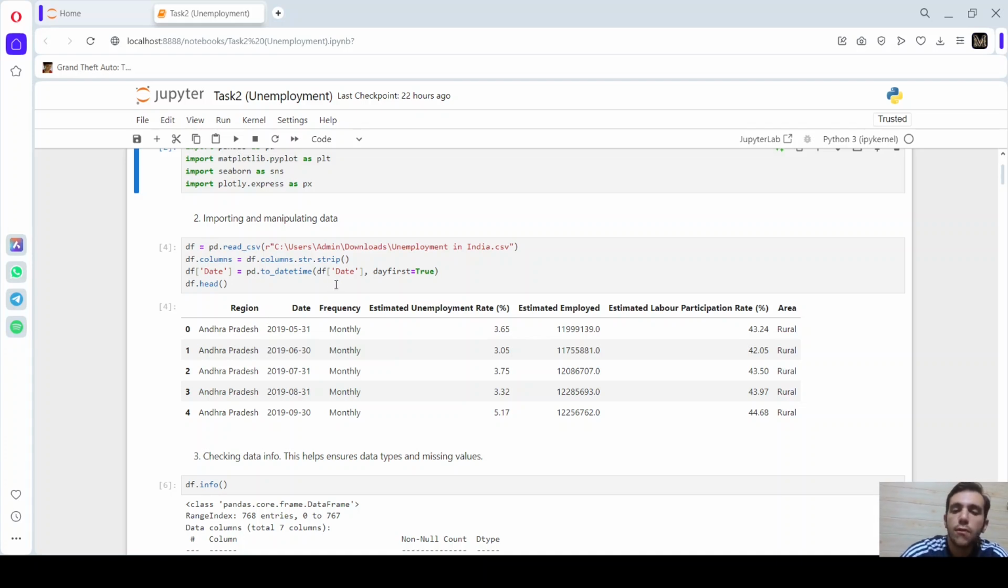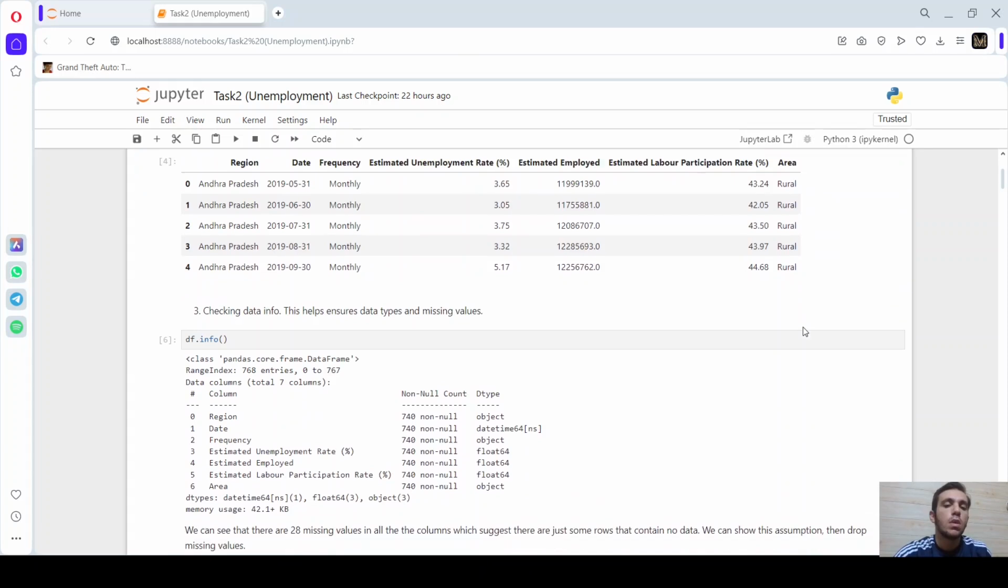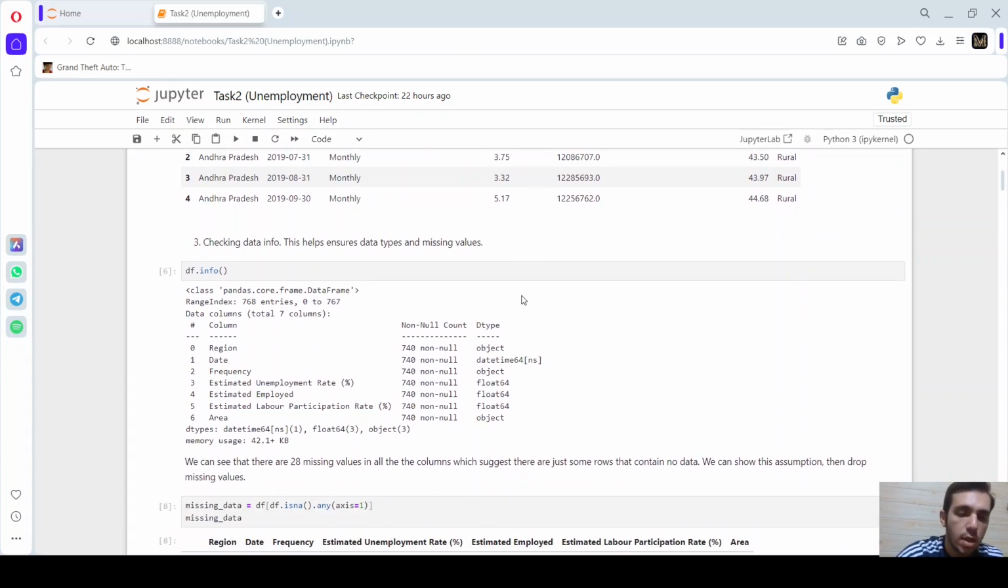And as we can see, the frequency is monthly, which means that the data was collected each month and stored in this dataset. We can also see that the area is rural, so we can split data into rural and urban. So we're going to start with the information about our data to see the data types and missing values using the info method.